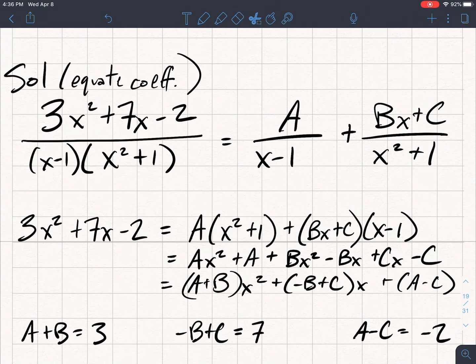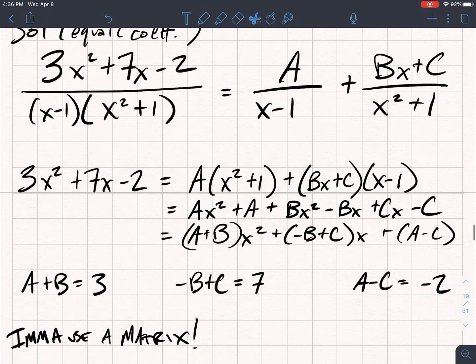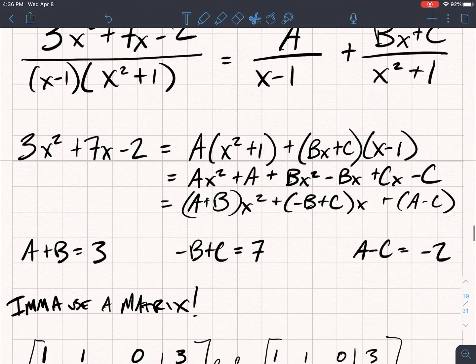I get a plus b equals the coefficient of x squared on the left-hand side, which is 3. Negative b plus c equals 7, and a minus c equals negative 2, which is the constant term on the left-hand side. I'm going to use a matrix.